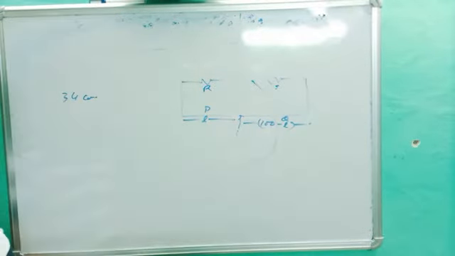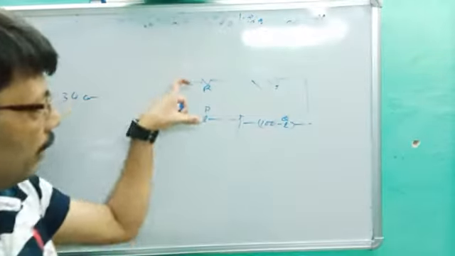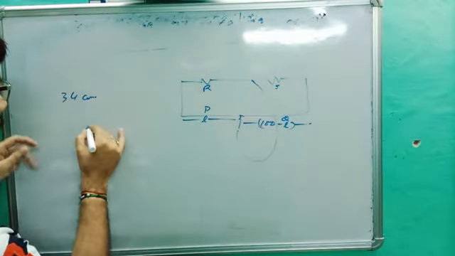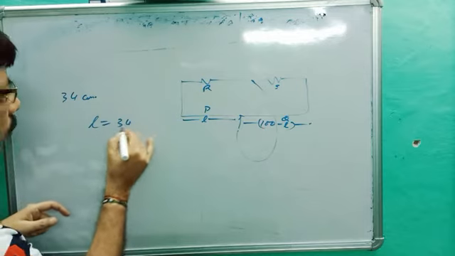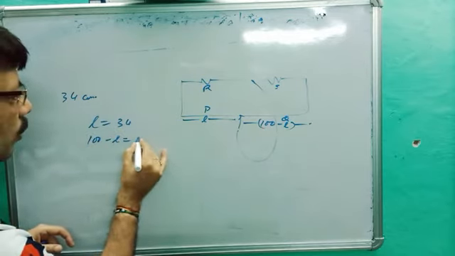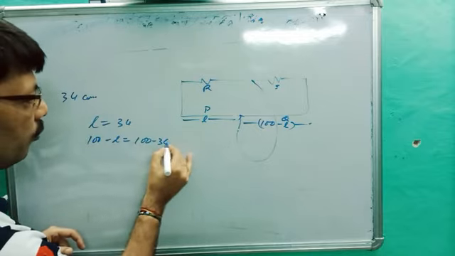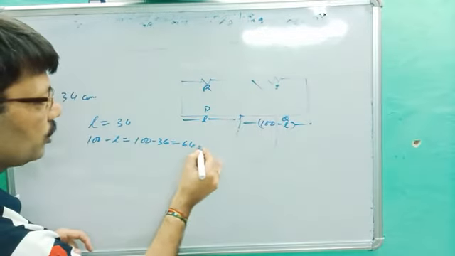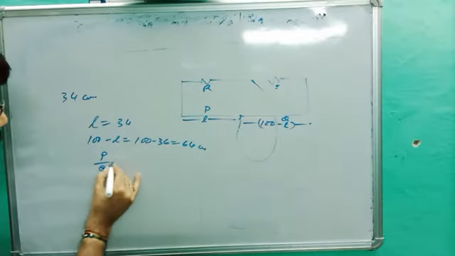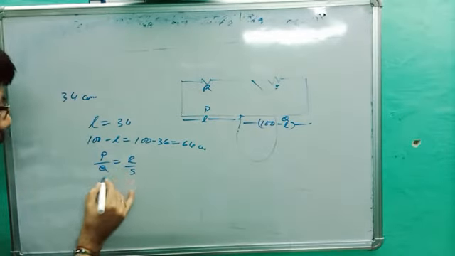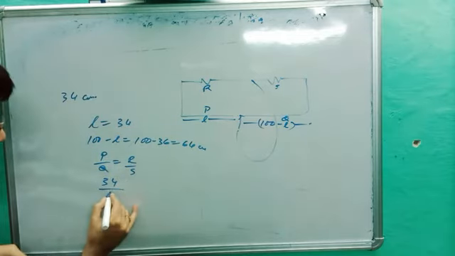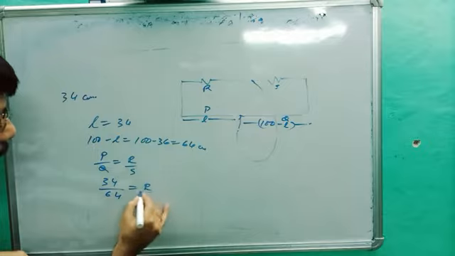Okay, the question is given. In a meter bridge, the null point is found at 34 centimeter. It means L is equal to 34. So what is 100 minus L? 100 minus L is equal to 100 minus 34, which is 64 centimeters. So what do we get here? P upon Q is equal to R upon S. So the value of P is 34, upon Q which is 64, is equal to R upon S.